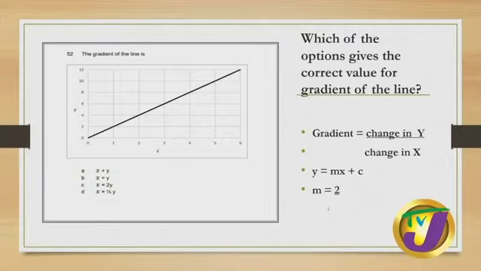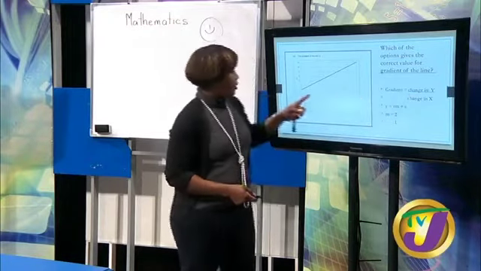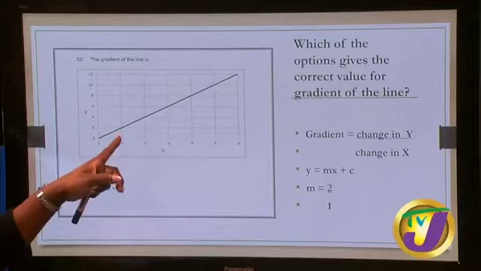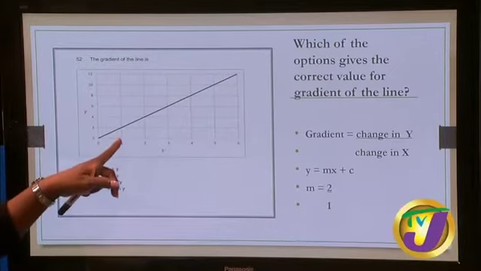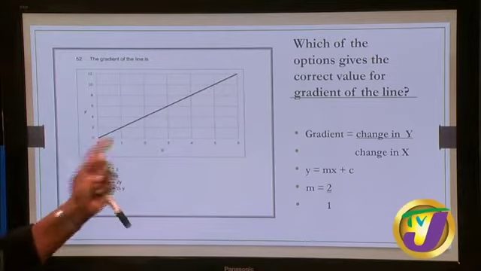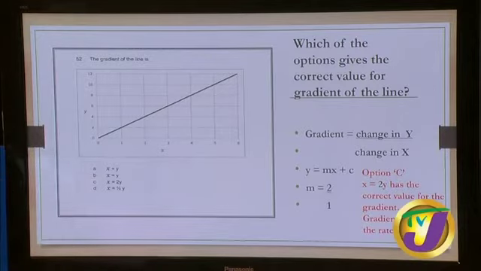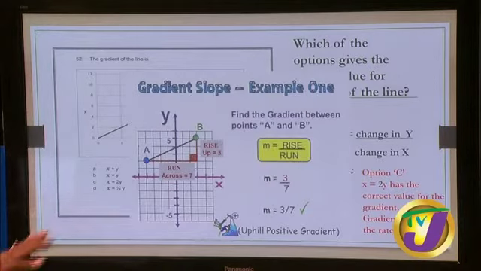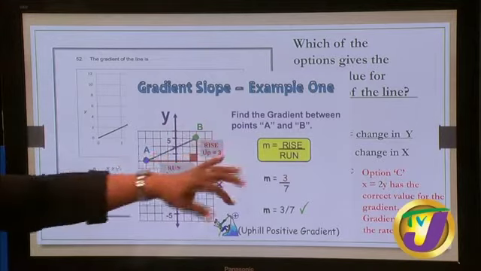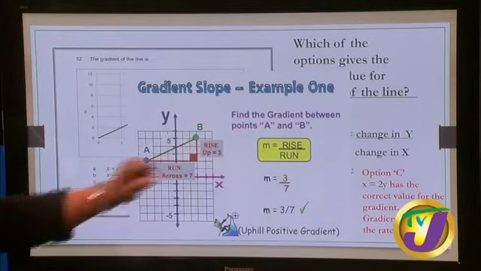All right? So in this case, the gradient would be change in y. So I'm going to start from this point to this point. From this point, the y would be this way. So that's 2 divided by 1. So the gradient in this case would be 2. So option C has the correct value for the gradient. Gradient gives us the rate of change. Let us just look at this for a little bit more clarity. Find the gradient between point A and B.